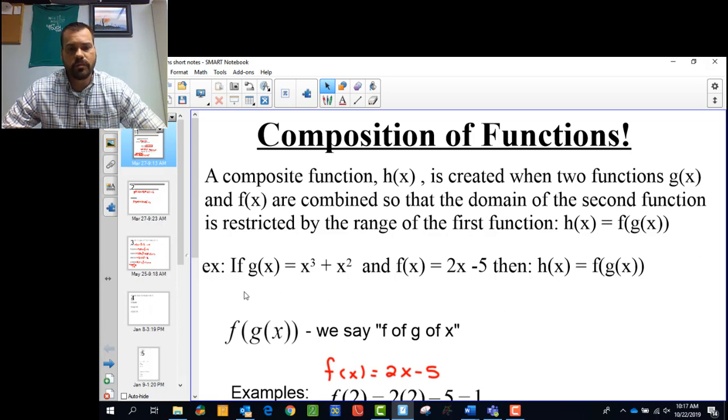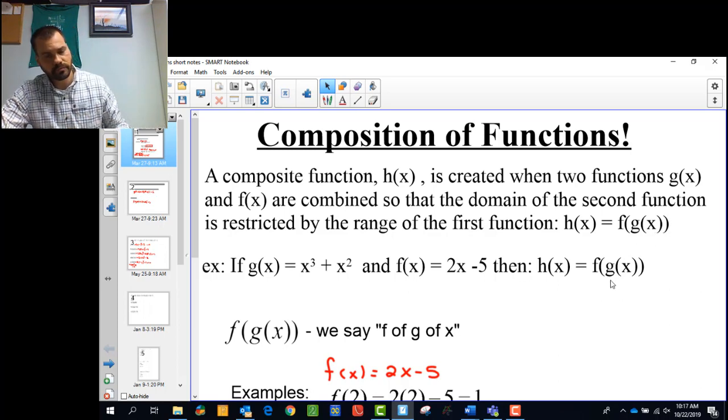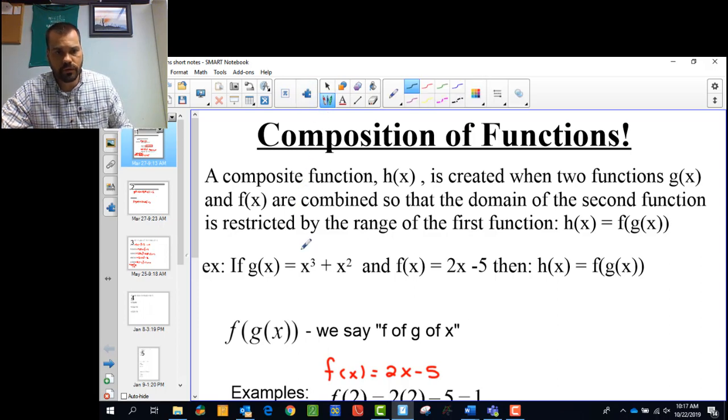If you look at a simple example, we have g of x is x cubed plus x squared, and f of x is 2x minus 5. So what does this f of g of x actually mean? It means you're going to take this function, the x cubed plus x squared, and you're going to put it in here for x.